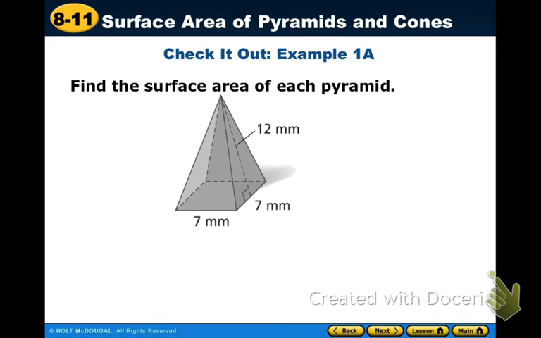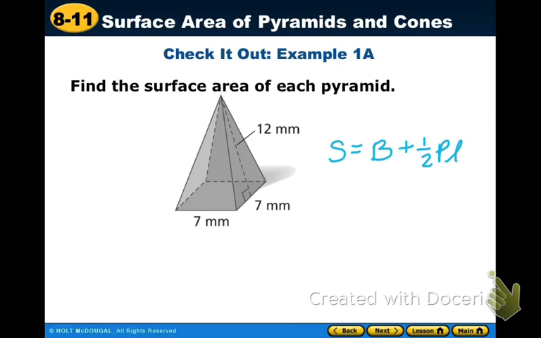Okay, find the surface area of each pyramid. So this is going to be another practice for you. So give this a try. Again, surface area is equal to the area of the base plus 1/2 the perimeter times the slant height. If by chance you were not given the slant height, you could use the Pythagorean theorem to find it if you were given the altitude of the pyramid.